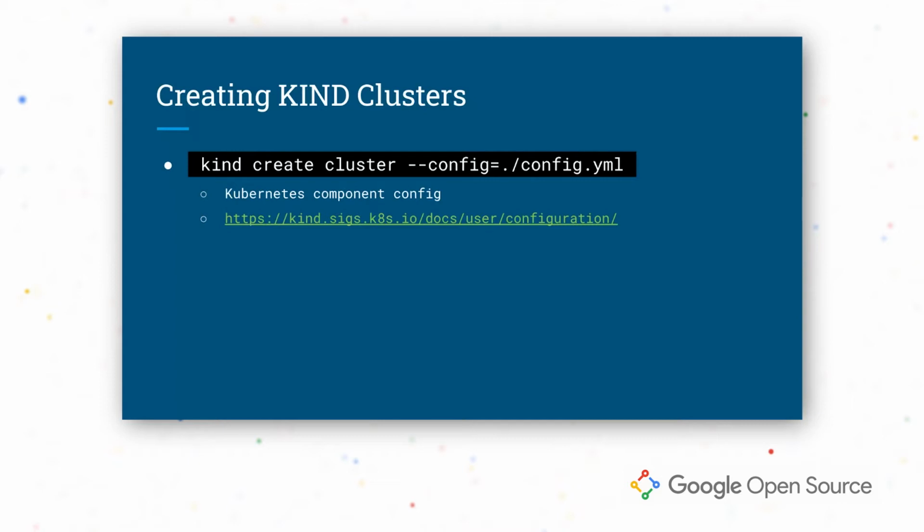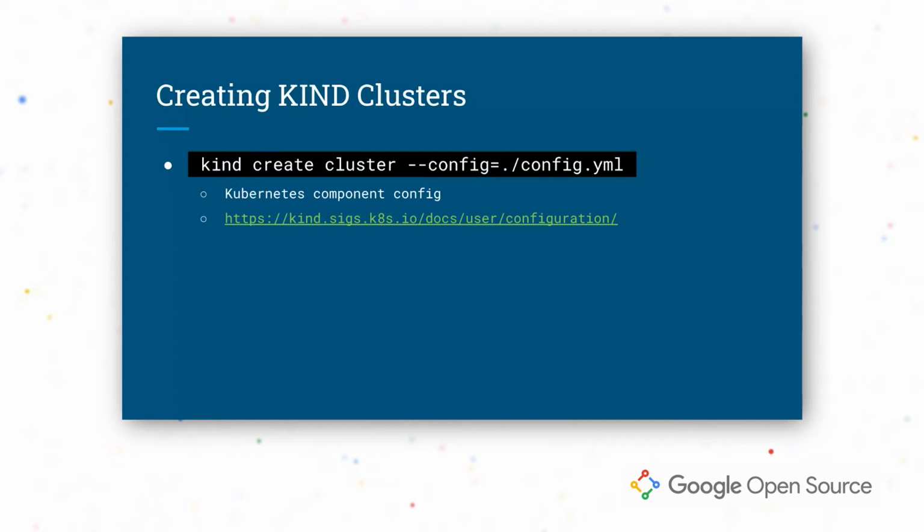For more advanced usage, we support Kubernetes style component config. So we have configuration docs here, but basically it's like Kubernetes component config. You need to set an API version and a kind. The kind is cluster. The API version is an experimental one, depends on the kind version. And you can use this to set all sorts of things about your cluster.